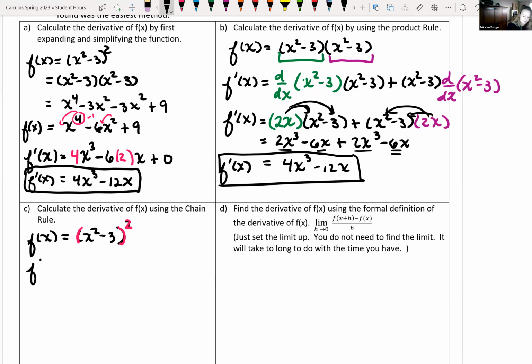The derivative says, using the chain rule, the derivative of the outer, so bringing down the 2, of the inner function, x squared minus 3, don't do anything to that. Subtract 1 from the outer function's exponent, 2 minus 1 is 1, times the derivative of the inner, which is x squared minus 3. So let's simplify this.